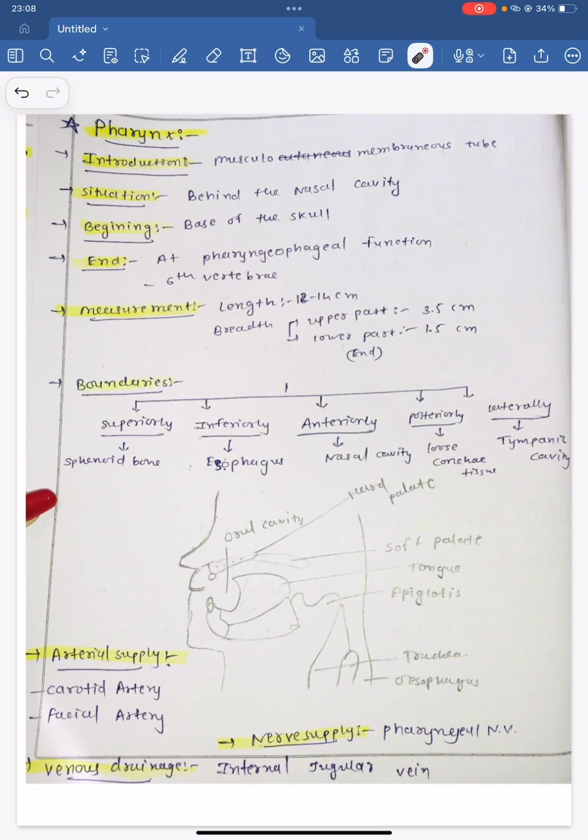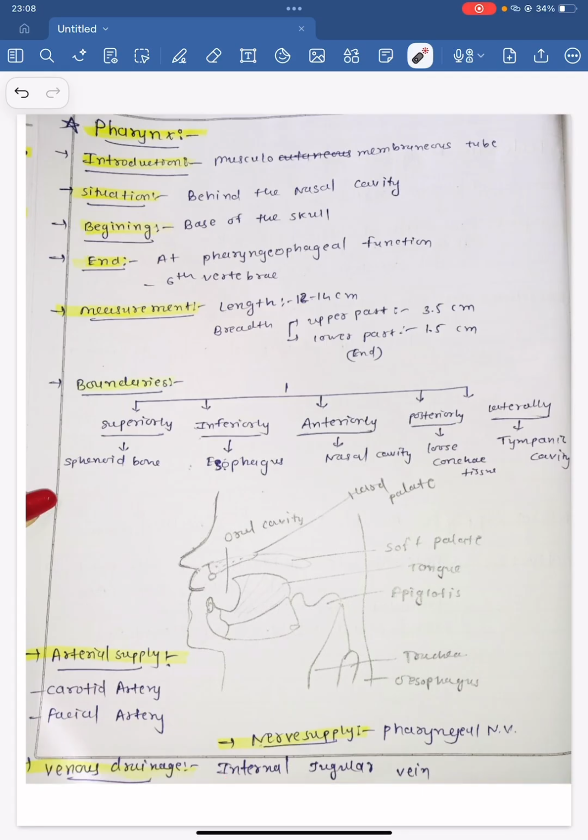So the parts will be nasopharynx, oropharynx, and laryngopharynx. I will upload this in the notes, you can take that. Blood supply will be the carotid artery and facial artery. Nerve supply will be the pharyngeal nerve, and the venous drainage will be the facial vein and also the jugular vein.